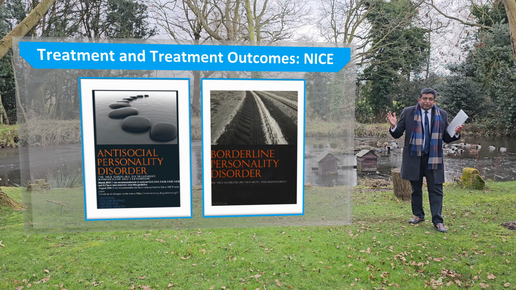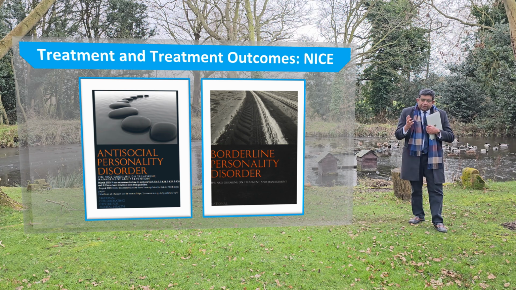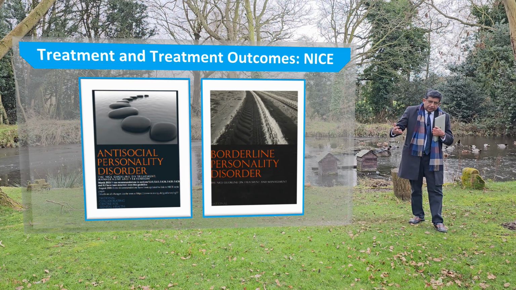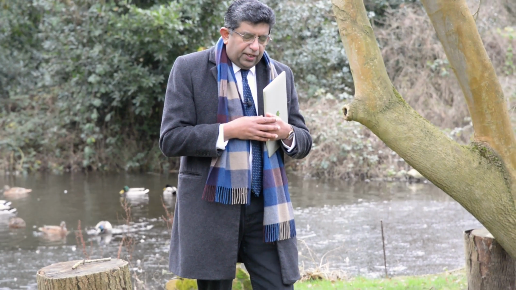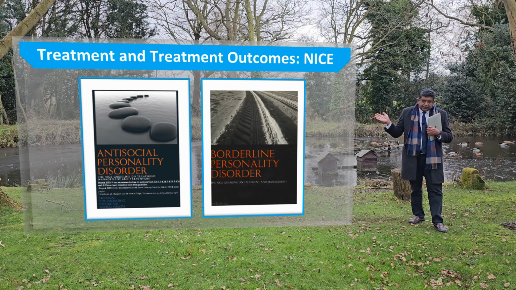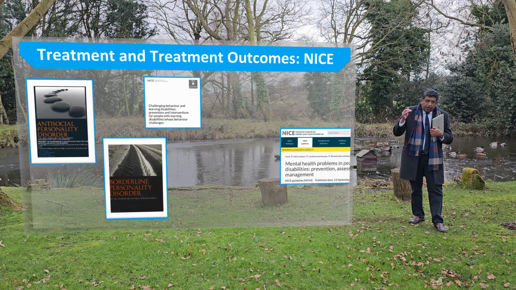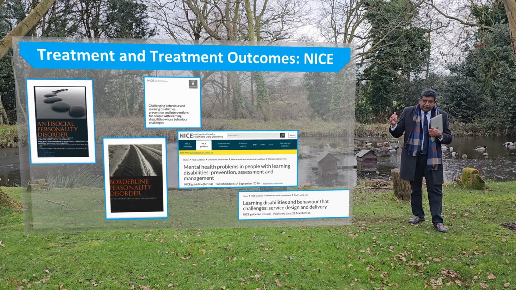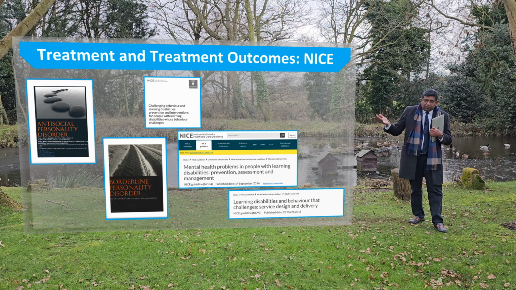Sometimes the thickness of a NICE guideline is unfortunately a reflection of the limited quality and quantity of evidence, and so there's quite a bit of expert opinion and expert consensus included in those guidelines. So anyway, 2 on personality disorders. And the next 3 that you can see up there are all related to intellectual disability or learning disability. There's one on challenging behavior, one on mental health problems, and one on service delivery and service organization.